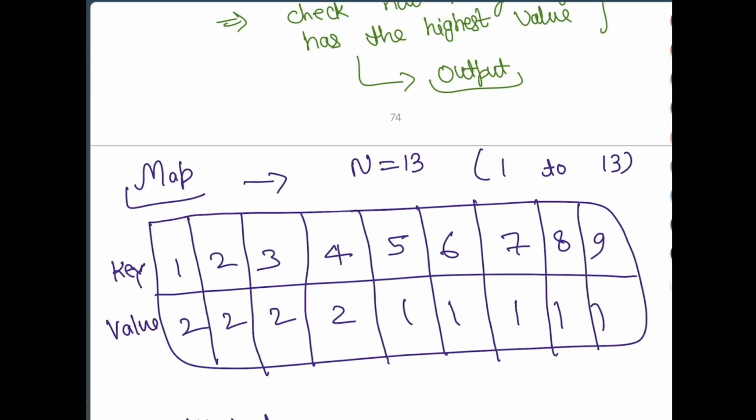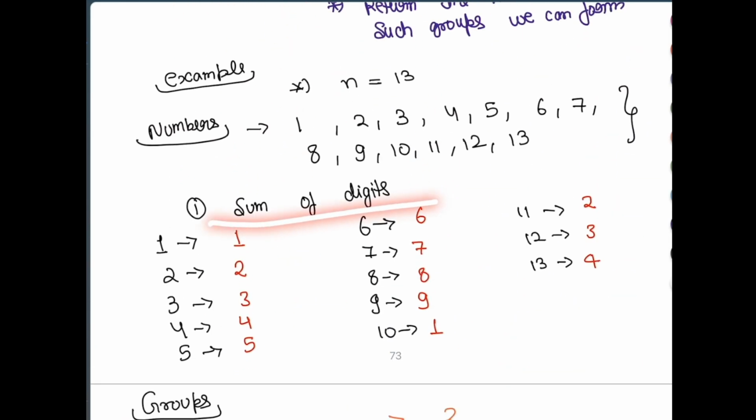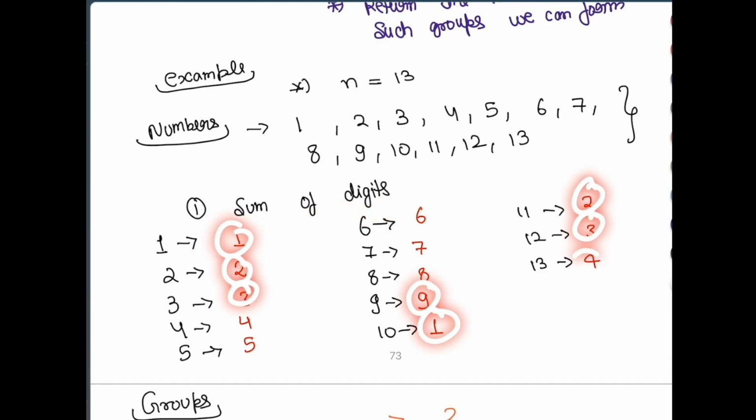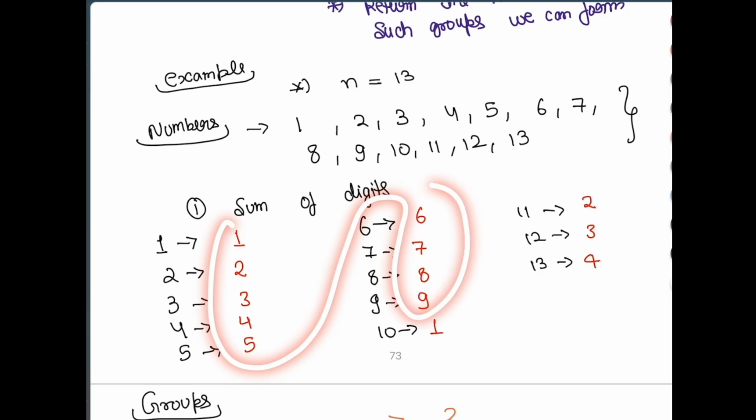So how the map will work is, for example, n is 13, so we have numbers from 1 to 13, right? Now what are the different sums which are possible? These are 1, 2, 3 till 9. That's because once we were finding the sum of the digits of our numbers, it was 1, 2, 3 till 9, and then again it was 1, 2, 3, 4. We have got 9 unique values of the sum, right?